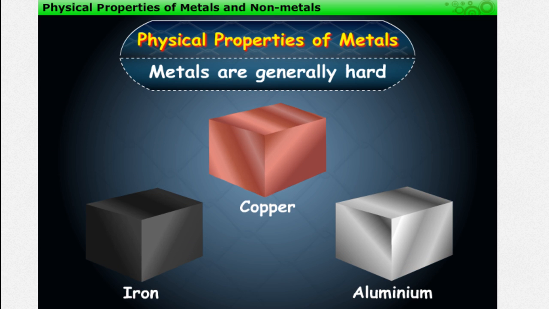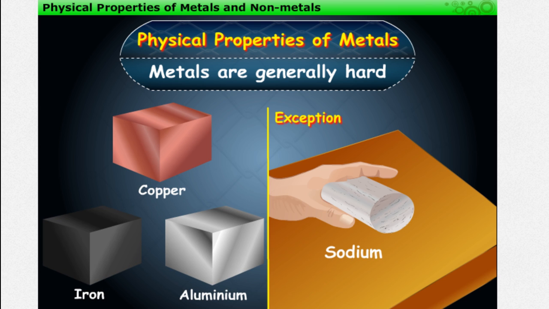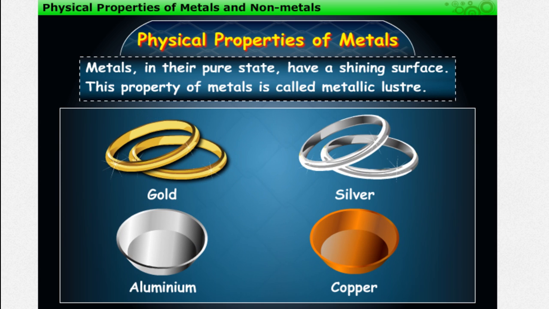Metals are generally hard, and their hardness varies from metal to metal. But metals like sodium and potassium are exceptions, as they can be easily cut with a knife. We find that metals, in their pure state, have a shining surface. This property is called metallic luster. For example, gold, silver, aluminium, and copper.